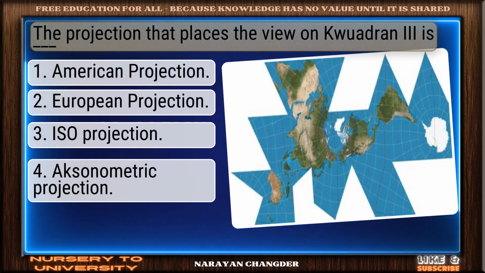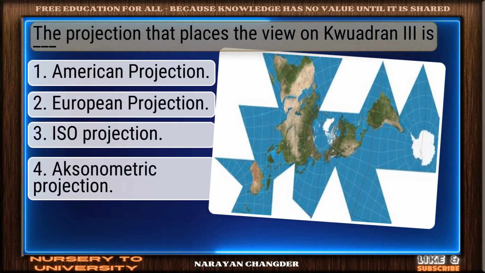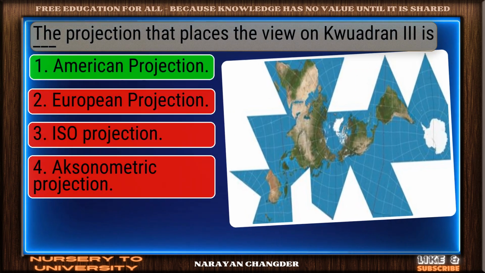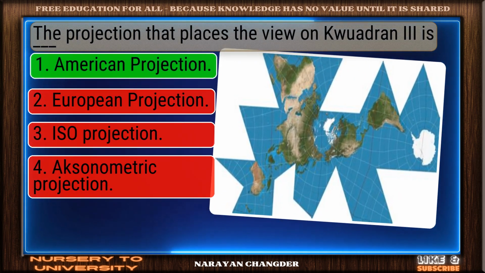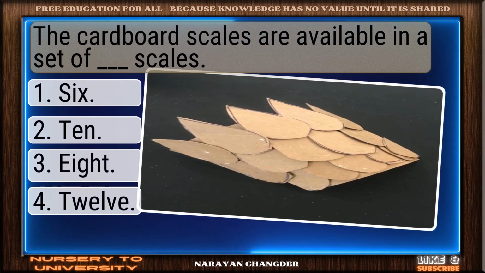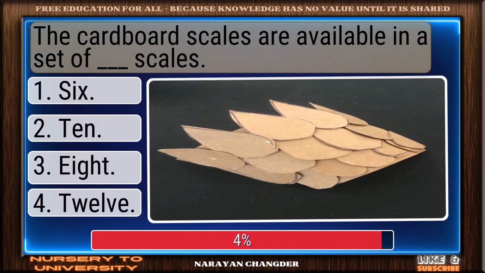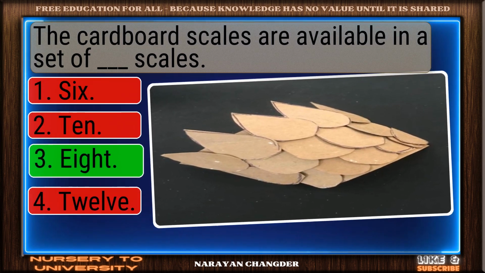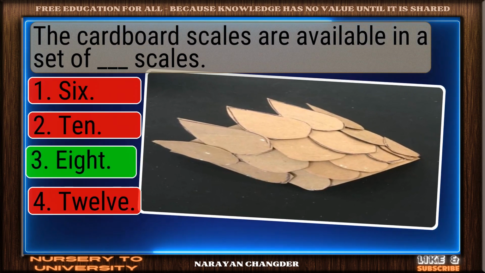The projection that places the view on quadrant E is a dash. Great job! American projection is the accurate answer. The cardboard scales are available in a set of dash scales. Excellent choice. Eat is the right answer.